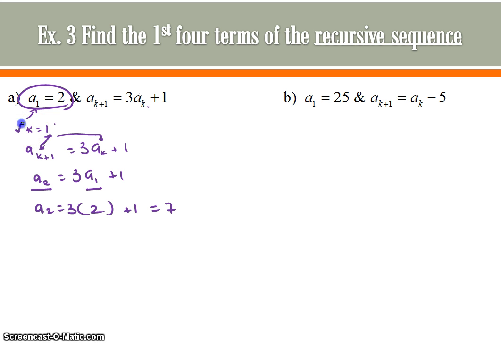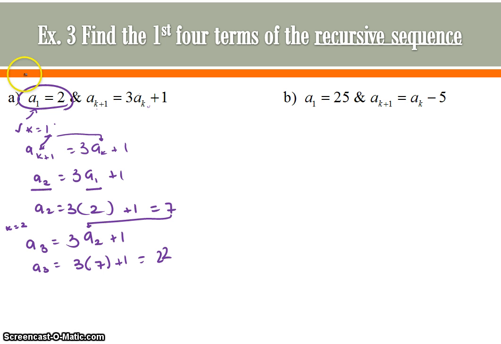Okay, so now we did k equals 1. Now we're going to do k equals 2. To find the third term, a sub 3, it's 3 times the previous term, the one before 3, which would be a sub 2, plugging in k equals 2, plus 1. So a sub 3 is 3 times a sub 2, which is 7, plus 1, or 22.